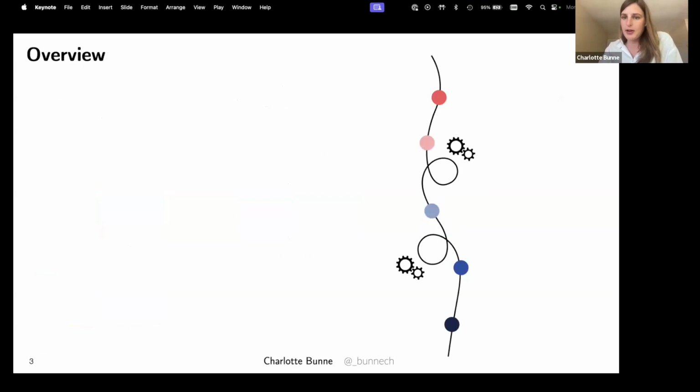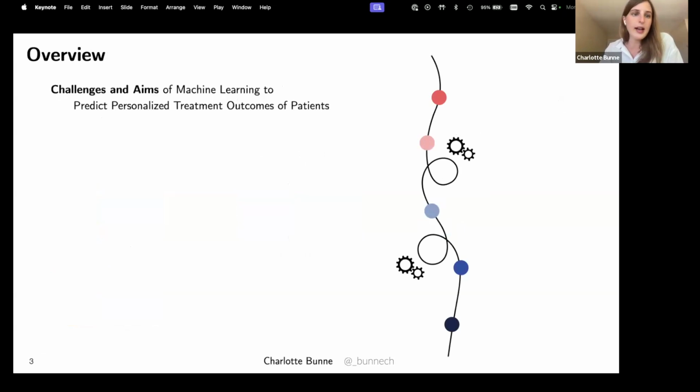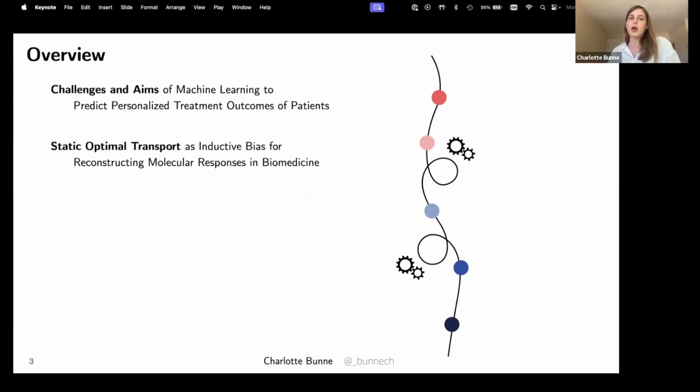We are going to cover quite some things with two somewhat more theory-heavy parts, but the rest is relatively light. So first, I'm introducing you to the problem, the challenges and aims of actually using machine learning methods in this regime of personalized medicine, and in particular to predict personalized treatment outcomes of patients. And we are going to talk about what type of neural network architectures can be used in order to do so. In particular, how we can use static optimal transport as a good inductive bias in order to reconstruct molecular responses in biomedicine. So there will be a more theory-heavy talk, but we keep it light.